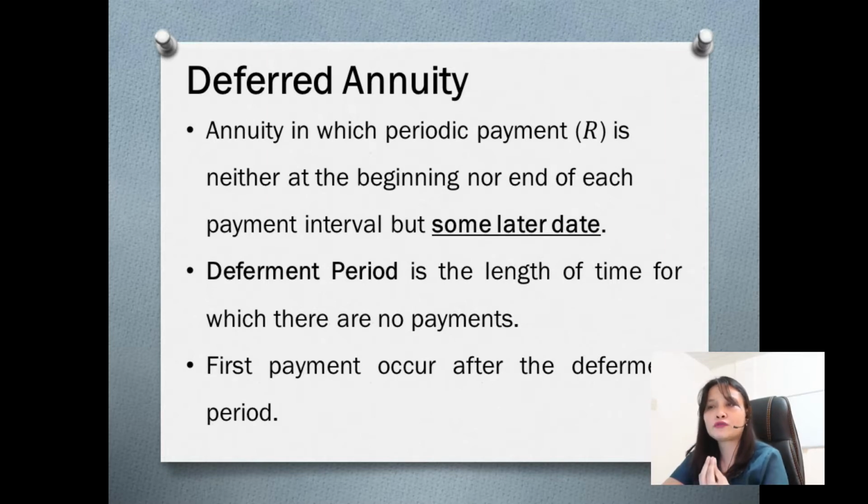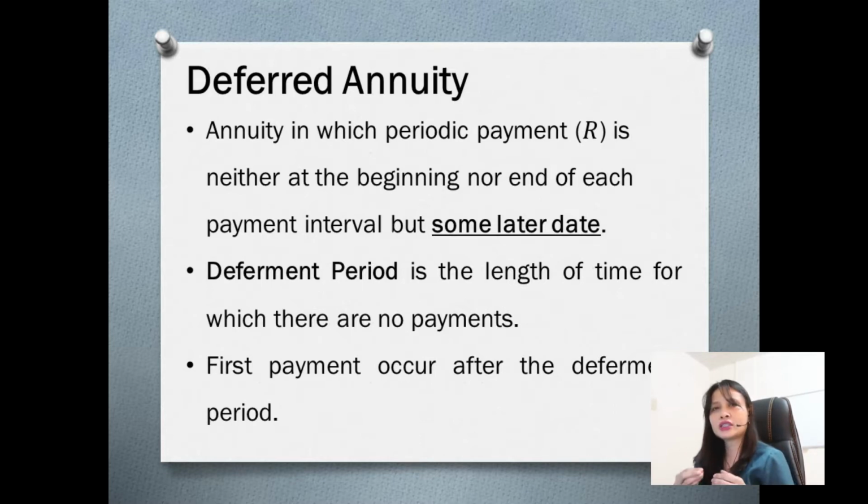Okay? So we do have a deferment period. What is the deferment period? It is the length of time for which there are no payments. The first payment occurs after the deferment period. So in a deferred annuity, we do have a deferment period, and the first payment will be made after it.